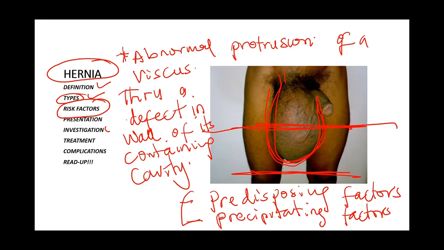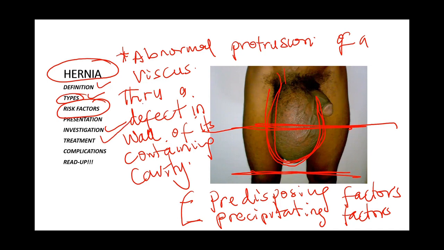Now, investigations: the diagnosis of hernia is clinical. You should know that. The diagnosis of hernia is clinical. Investigations are done to look for and eliminate risk factors. When you are doing a chest x-ray for a patient that presents with hernia, you are looking for features of chest infection so that you treat. If you are doing an abdominal ultrasound scan, you are looking at the size of the prostate, the post-voidal residual urine, intra-abdominal masses, ascites, and so on and so forth. So investigation primarily is to look for and eliminate risk factors.